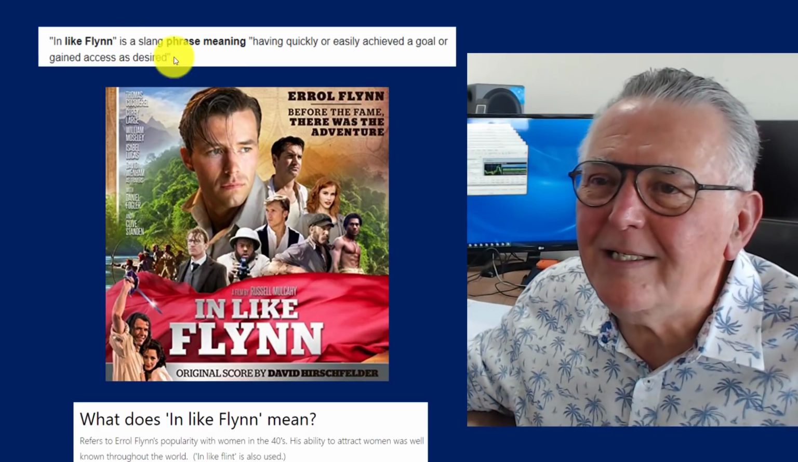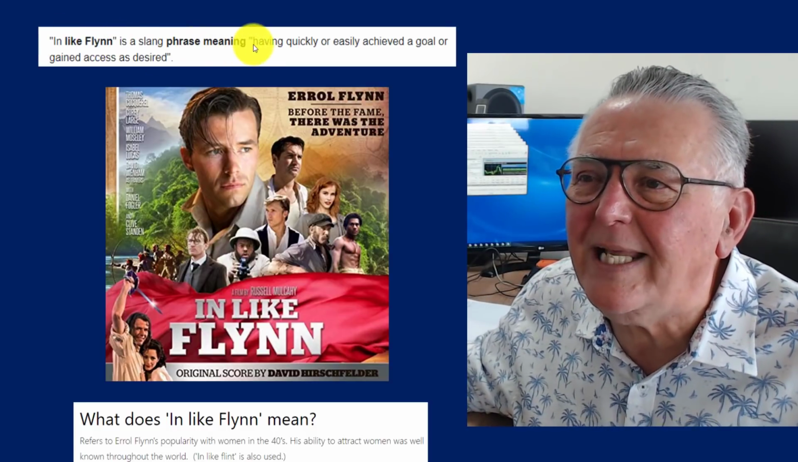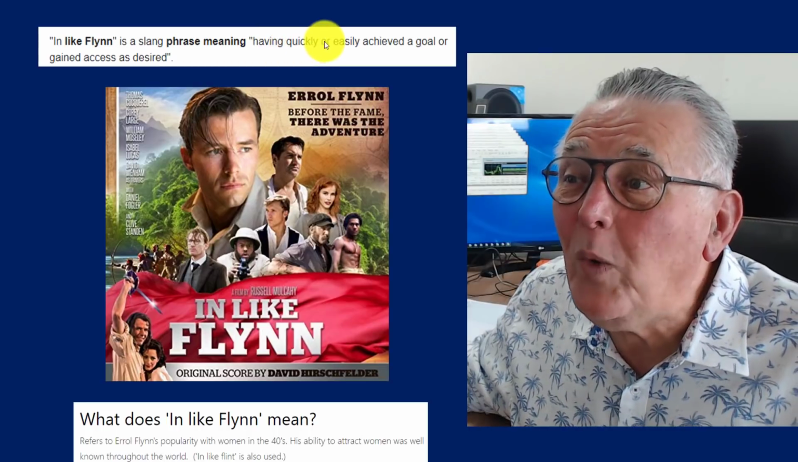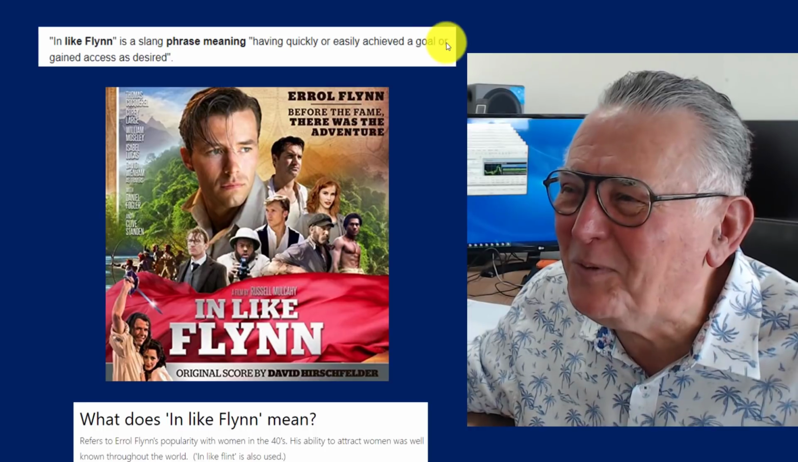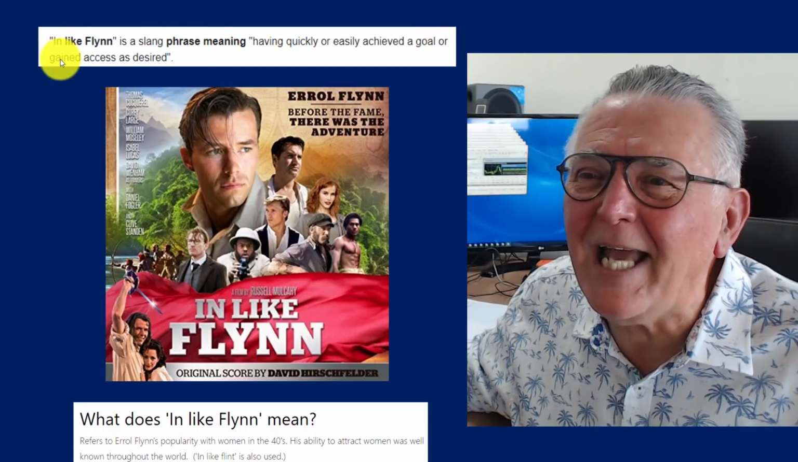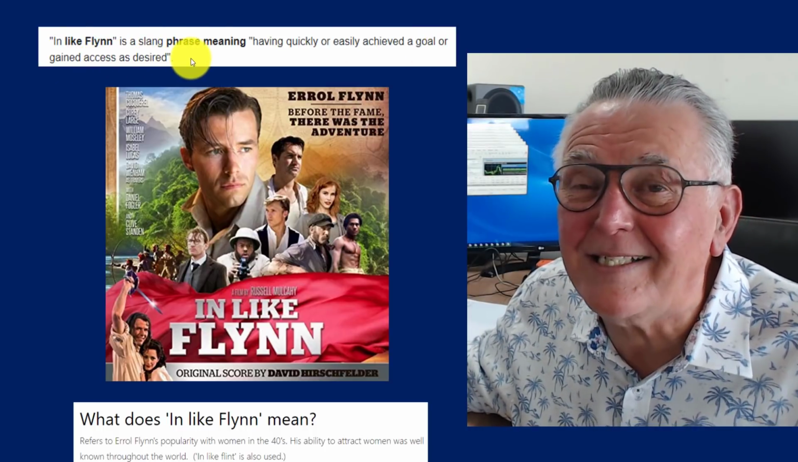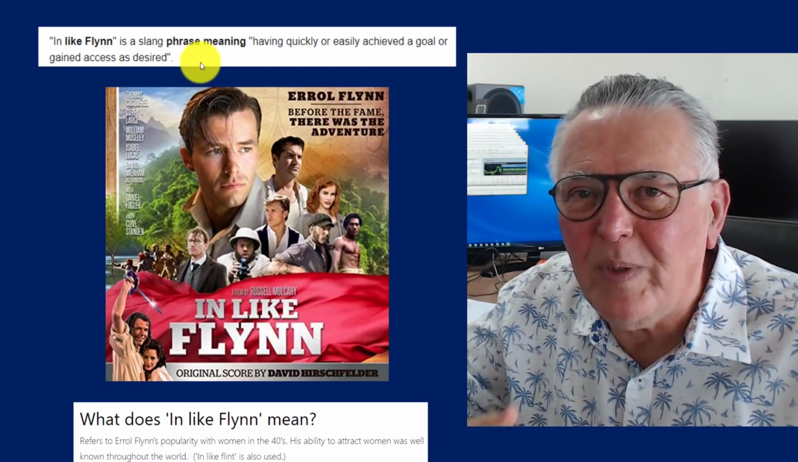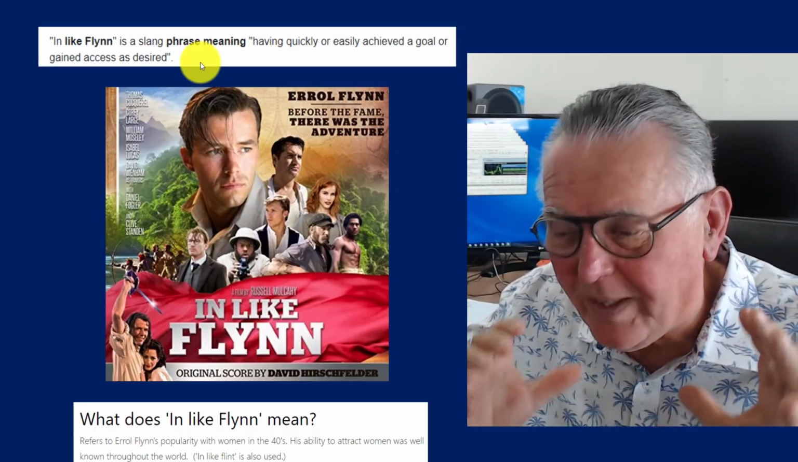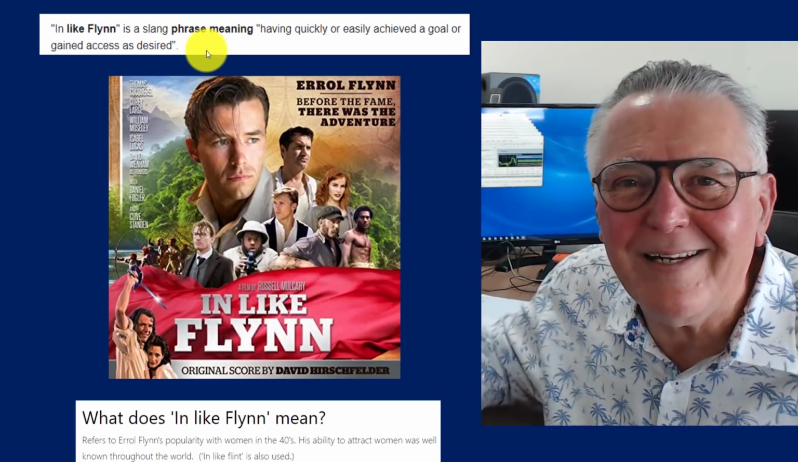So the expression "in like Flynn" is slang for having quickly and easily achieved a goal. So he went through women quite fast and gained access as desired. And that's what we say when we enter a deal. We say we're in like Flynn. We don't mess around, we get in straight away.